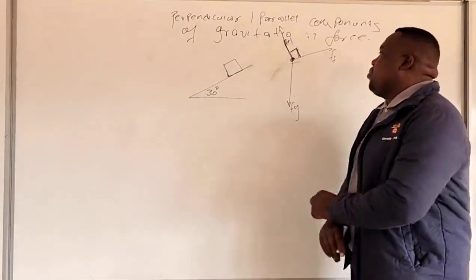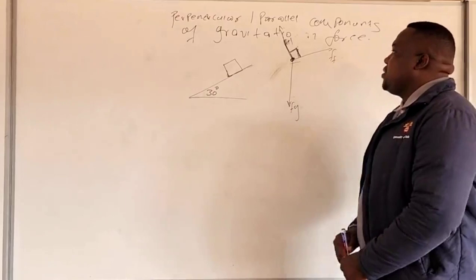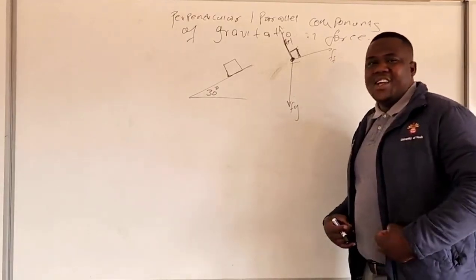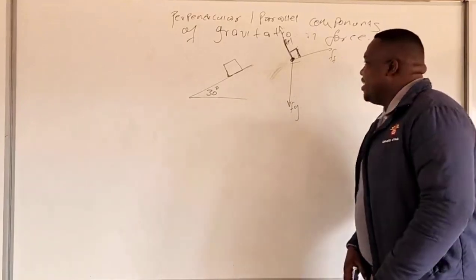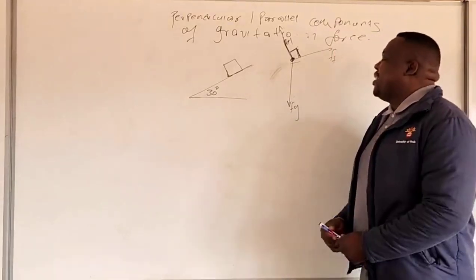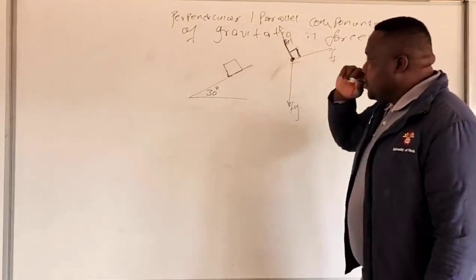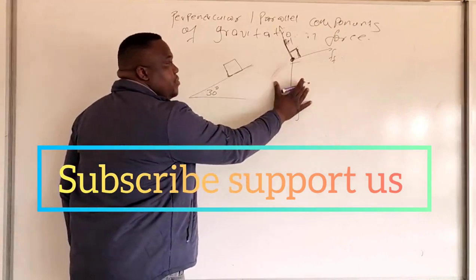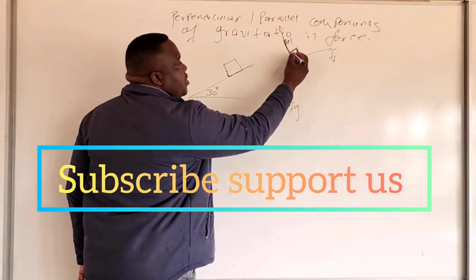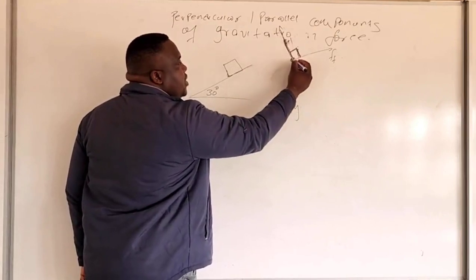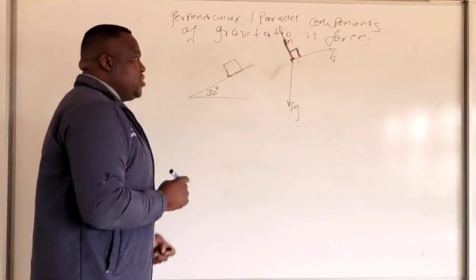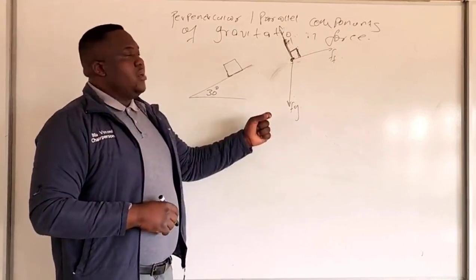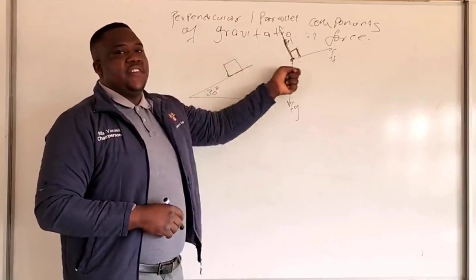Okay, so I want to explain the parallel component and the perpendicular component. I keep on saying horizontal and parallel, sorry for that. It's the perpendicular and parallel component. So I'm going to indicate the parallel and the perpendicular component. The perpendicular component is the component of the gravitational force which is going to be perpendicular to the surface.